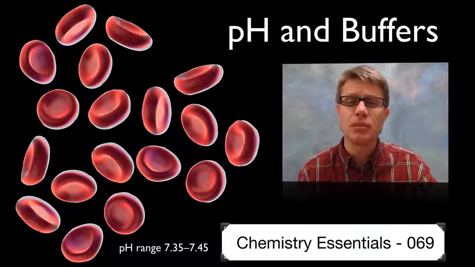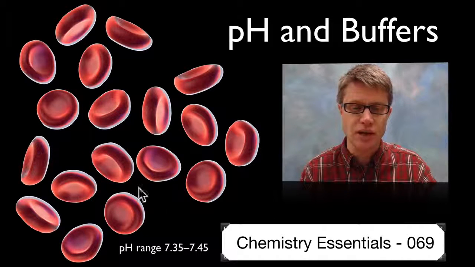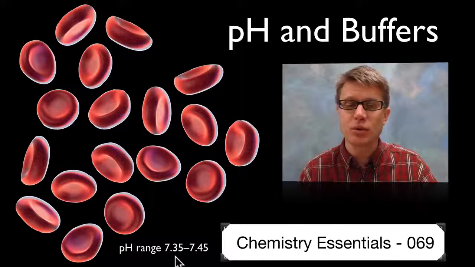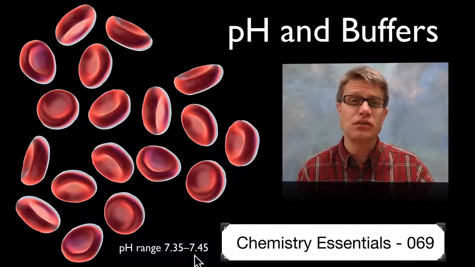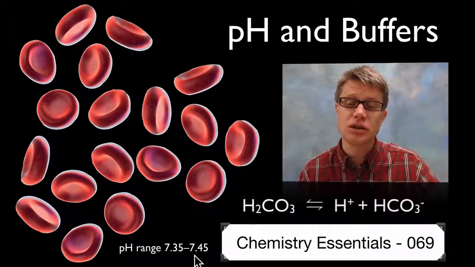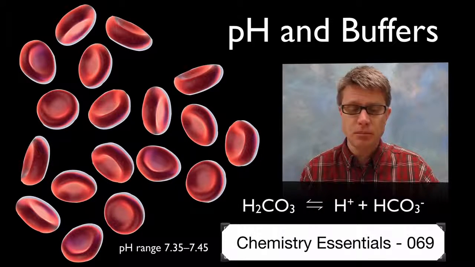The proteins in our blood have a problem. They have to have a specific pH, and if it changes radically out of this range between 7.35 and 7.45, they start to denature, and they can't do the job that they're intended to do, which is to carry oxygen and carbon dioxide. Thankfully, we can use a buffering system.